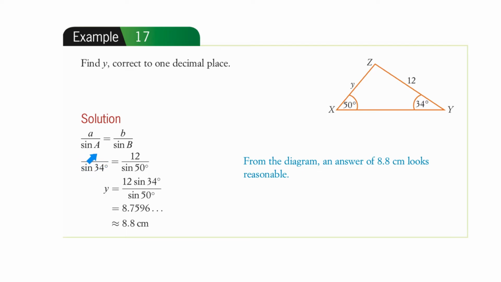We only do this if there's one term here and one term here. So we've got sine of 34, and we just move it straight to the top over here, and we've got 12 sine of 34. And then we use the calculator, and we get to one decimal place 8.8 centimeters for y. And remember what they said with the rule: when you compare two angles, the angle that's larger of the two is going to have the longer side. So we're expecting y to be less than 12, and it is. It became 8.8 because 34 is less than 50.